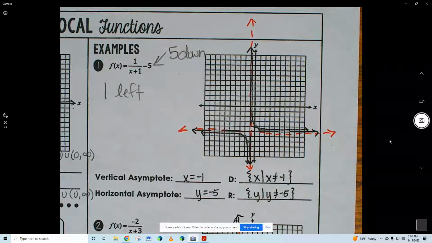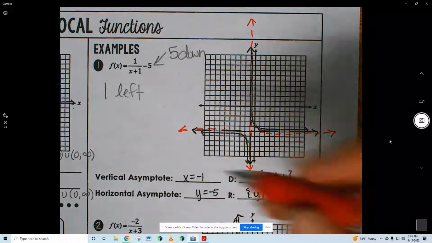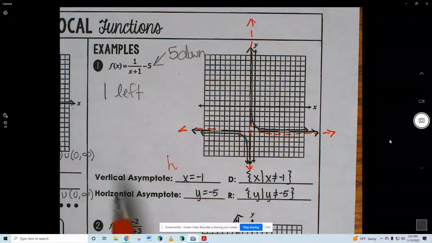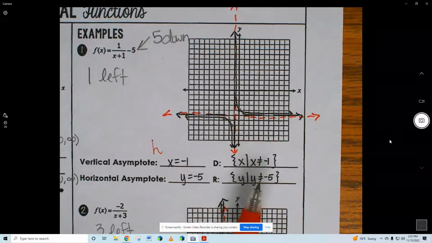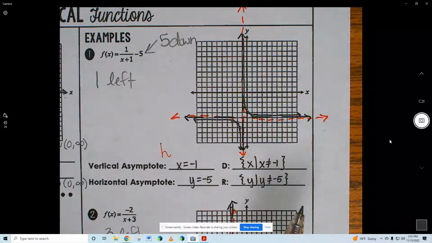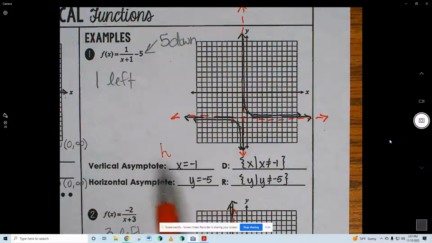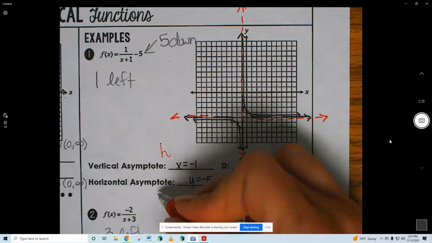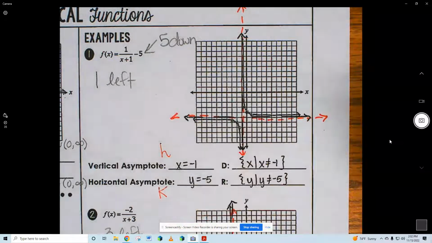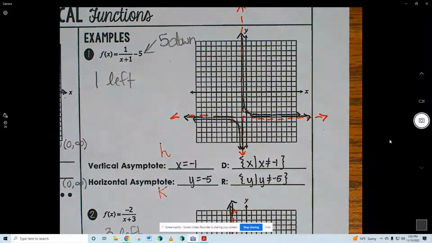So shifting left and right means that my asymptote changes. Yep, my asymptote is directly related to my H. My vertical asymptote, the line that goes up and down, is related to the H. My horizontal asymptote is directly related to the -5, my K. Asymptotes are like boundary lines. They tell you where the graph falls between.